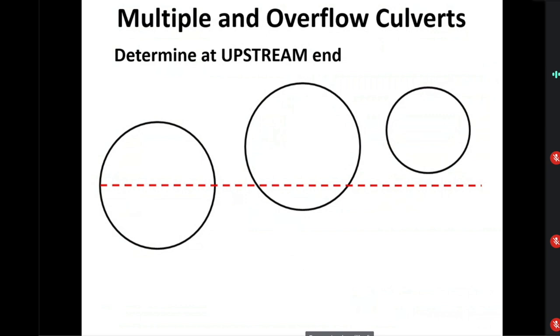Try not to do this on the downstream end, because multiple culverts at one crossing can have different slopes and they can look differently in terms of how they line up at the outlet of the culvert versus the inlet. And the inlet is the upstream end.